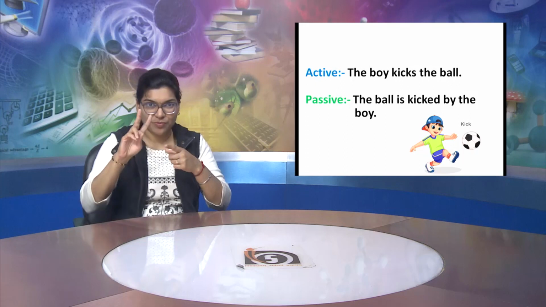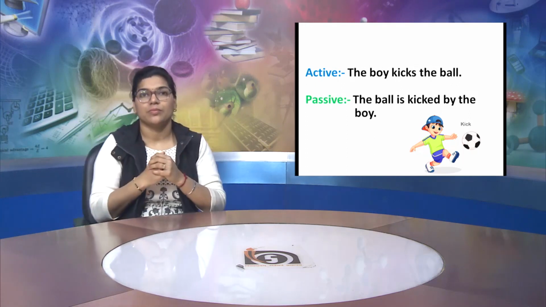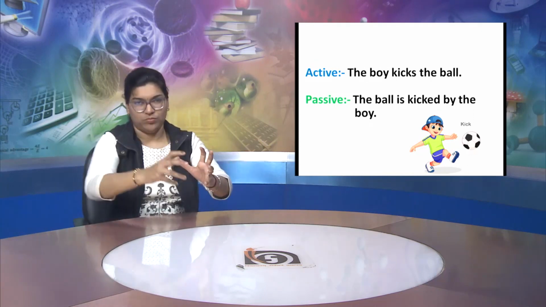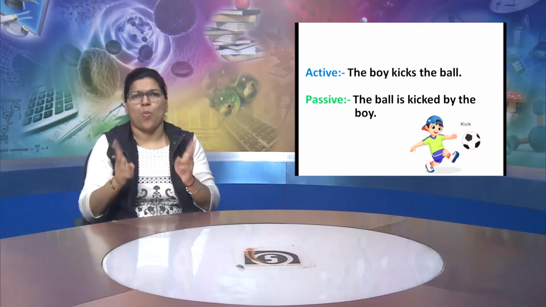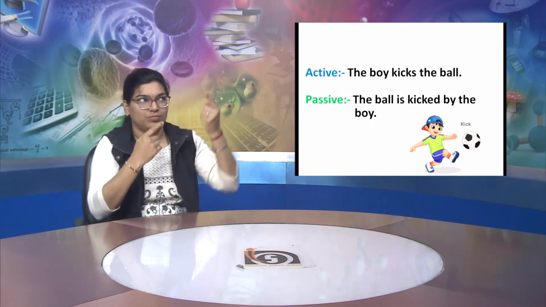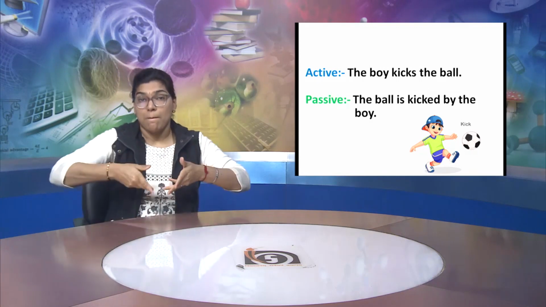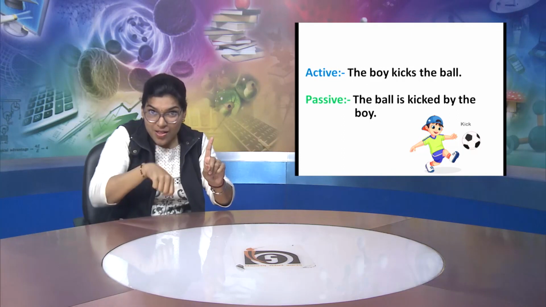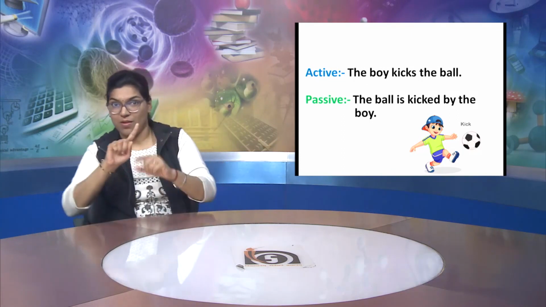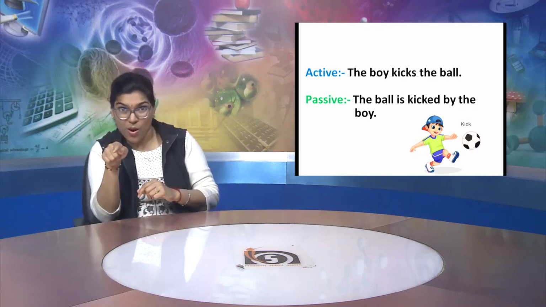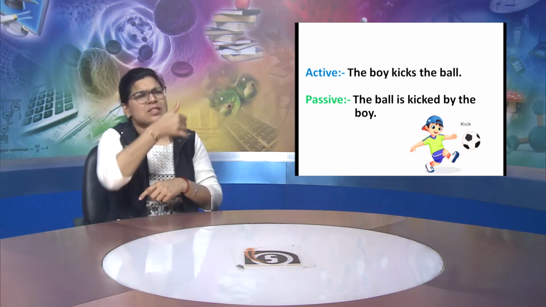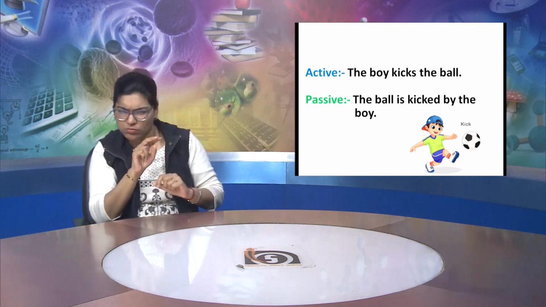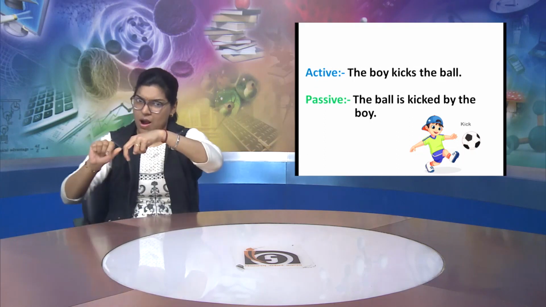Active voice. First sentence: The boy kicks the ball. It is a normal sentence in English grammar. In passive voice, the sentence is changed into: the ball is kicked by the boy. It is the same sentence. The meaning of the sentence stays the same, but the grammatical part is different in active voice and in passive voice.